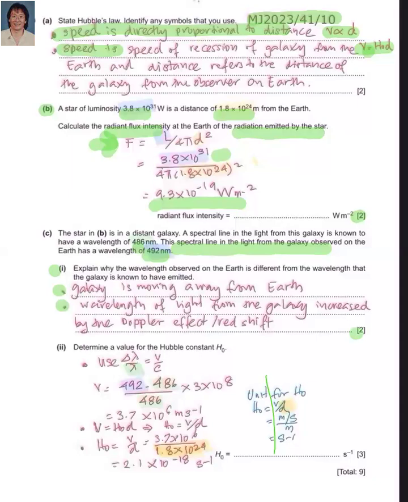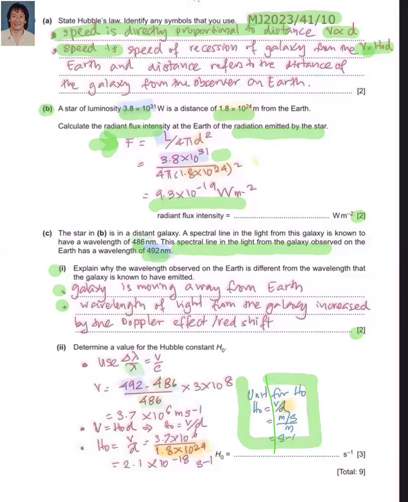Number 2, the wavelength of light from the galaxy is increased by the Doppler effect or the redshift. Then part 2 is determine the value for the Hubble constant H0. Since you want to determine the Hubble constant, you must use Hubble's law. For Hubble's law, we have V equals H0 D. Therefore, in order to find the Hubble constant, we must find the velocity of recession of the star first.